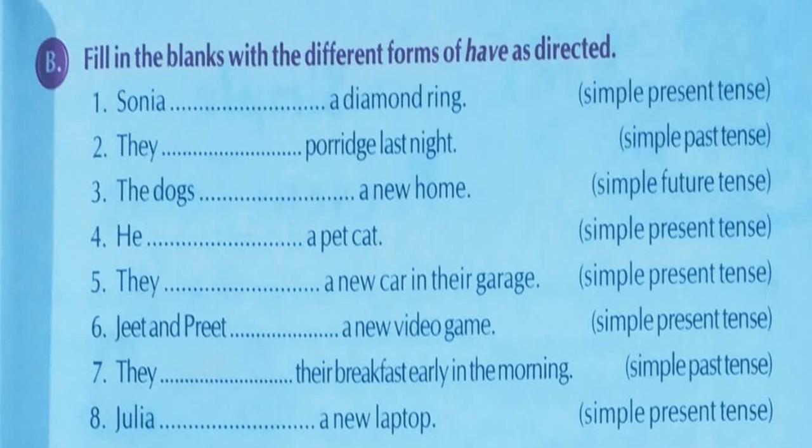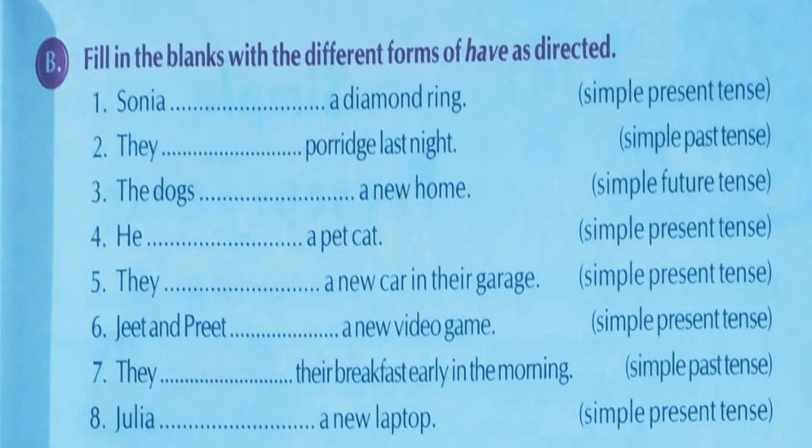In the same way, the first one you need to write in simple present tense. So Sonia. How many forms do you have of have? Have and has. Past tense is had. So where do we use has? With singular nouns or pronouns, that is singular subjects, we use has. So Sonia is singular. What will you use? Has. Sonia has a diamond ring. It should be in the present tense, so it will be has.